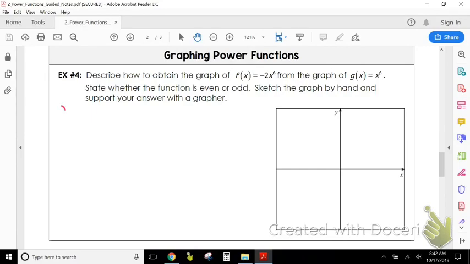We have f of x equals negative 2x to the 6th. So what is the negative going to do to my graph? Reflect it. Okay, it's going to be a reflection across which axis? Yeah, across the x-axis. Remember, if it's not inside with the x, then it's going to cross the x.